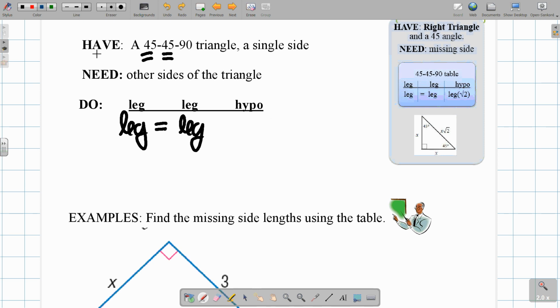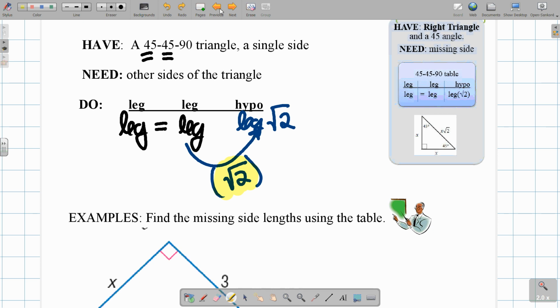The hypo will always be whatever a leg is times root 2. Now, warning, you just don't artificially tack on a root 2. You go through the process of timesing by root 2 to get from the leg to the hypo.